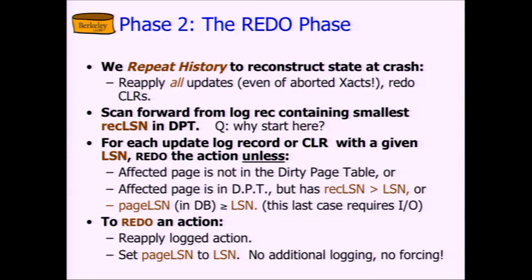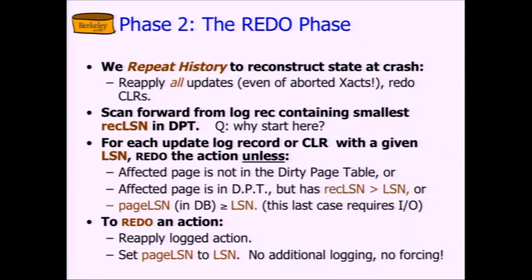Okay, so we're in redo now. If you see a page that's not in the dirty page table, you say, oh, at checkpoint time that page was already flushed to disk, so I don't have to redo it. Or you see something in the dirty page table that was dirty at a later time than the current log record. Again, my current log record's update had been flushed to disk at the time of checkpoint, so I don't have to worry about it.